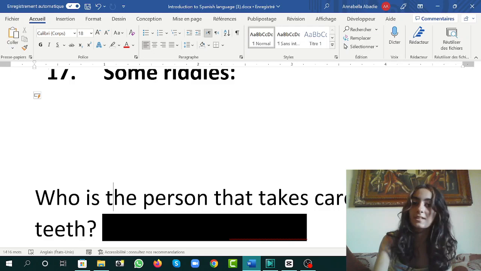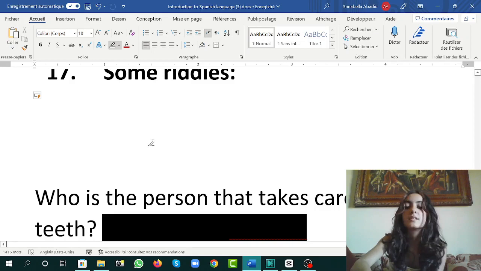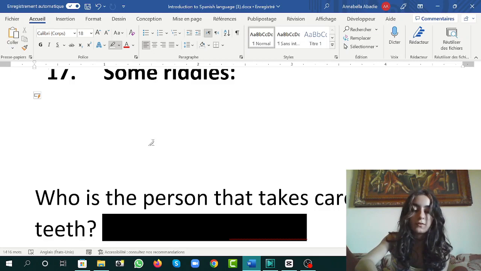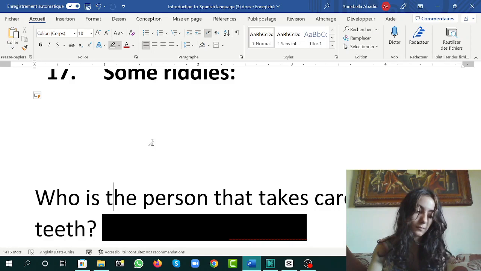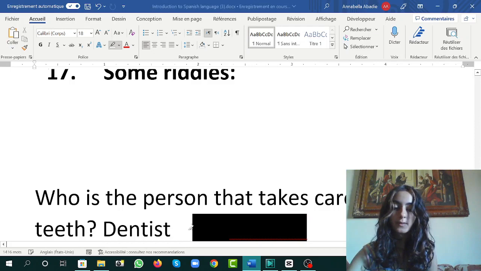You need to guess who is the person that takes care of our teeth. I'll give you 15 seconds. Start. You have 10 seconds left. Three, two, one, time's up. The answer is dentist, and in Spanish, dentista.